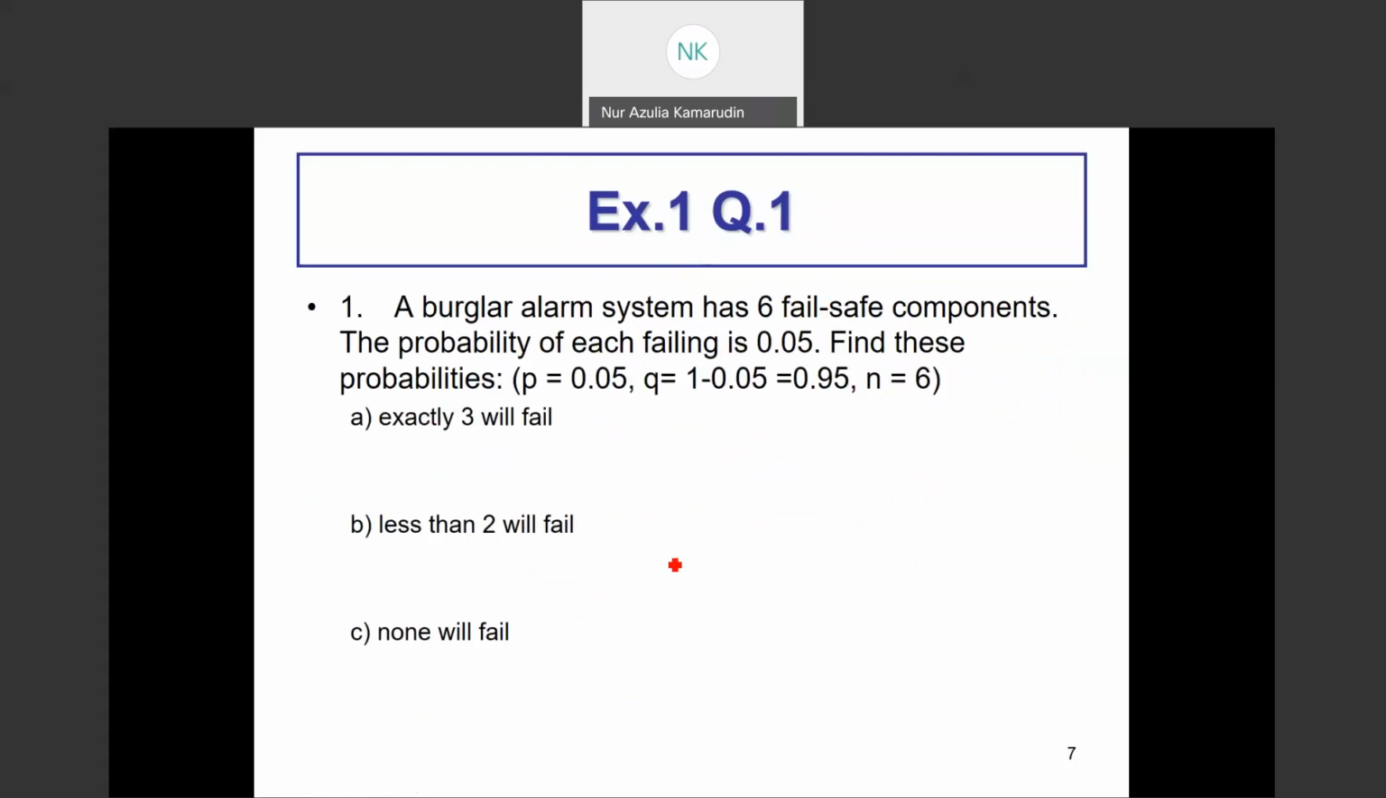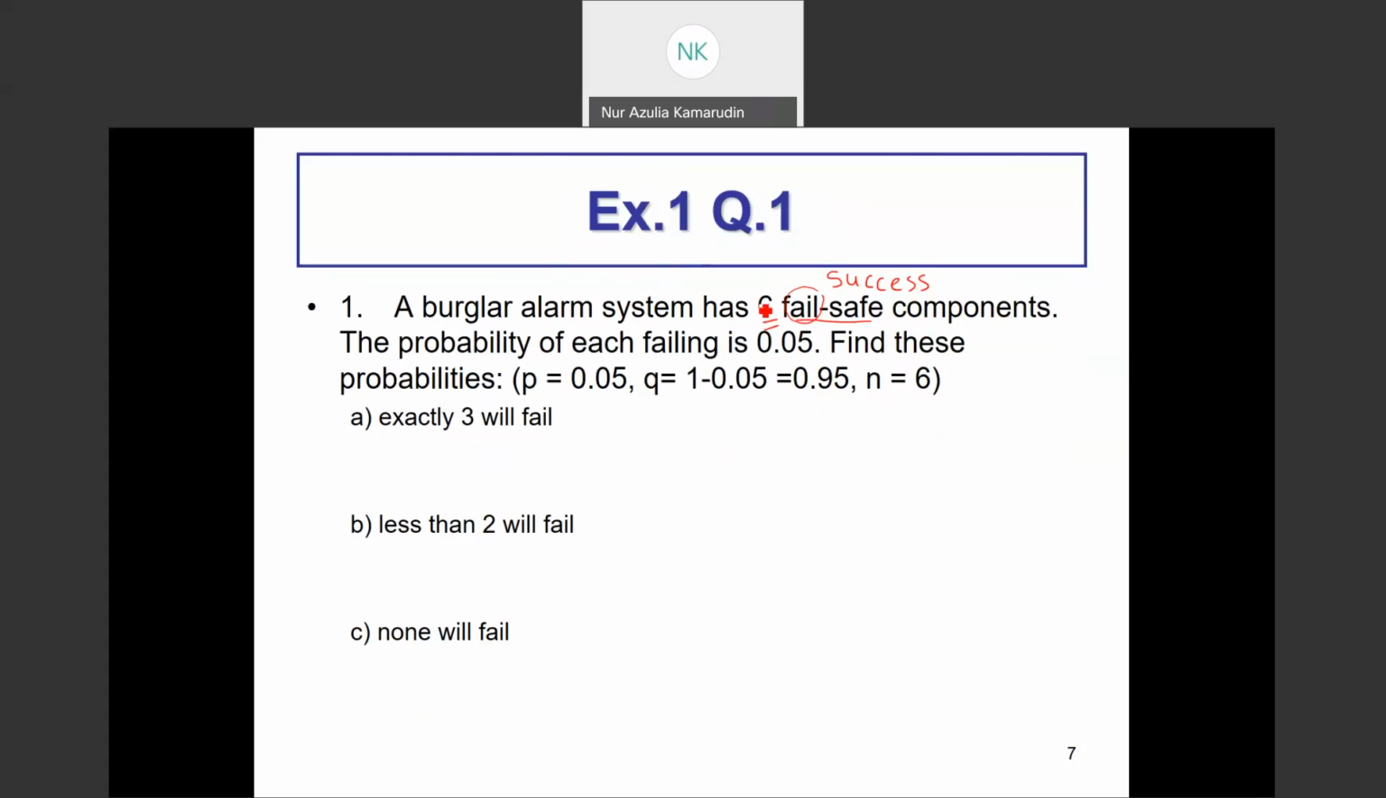Now this is from your exercise question. You can check the exercise in your notes. You have here a burglar system has 6 fail-safe components. It has fail-safe components. It doesn't mean that the word fail here means failure. No, this again means your success events. What you have from the question is already given as success.